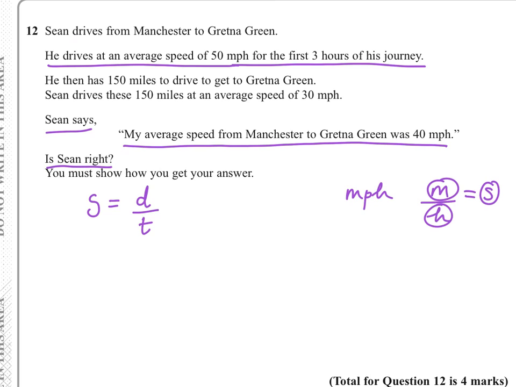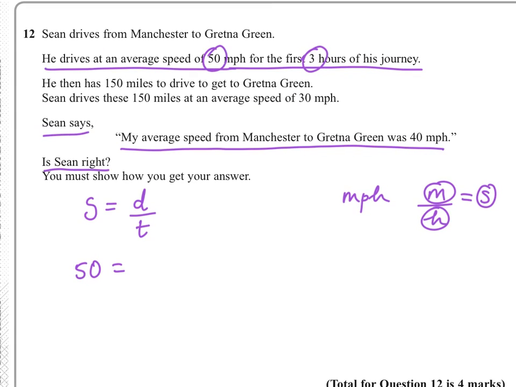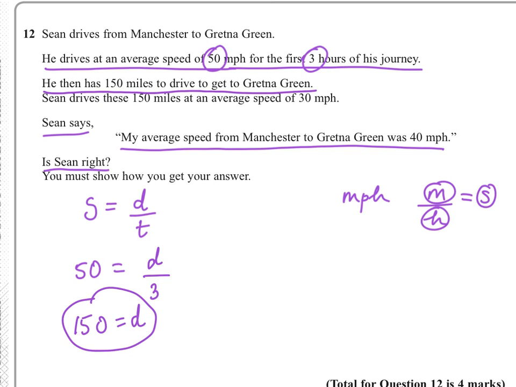So we know that we're going here at 50 miles an hour for the first 3 hours. So we can work out the distance because we know the time taken was 3 hours, and we can multiply both sides of this equation by 3, and we'd have 150 is the distance travelled. So that's going to get you a mark. It says he then has 150 miles to drive to get to Gretna Green, and Sean drives these 150 miles at an average speed of 30 miles an hour.